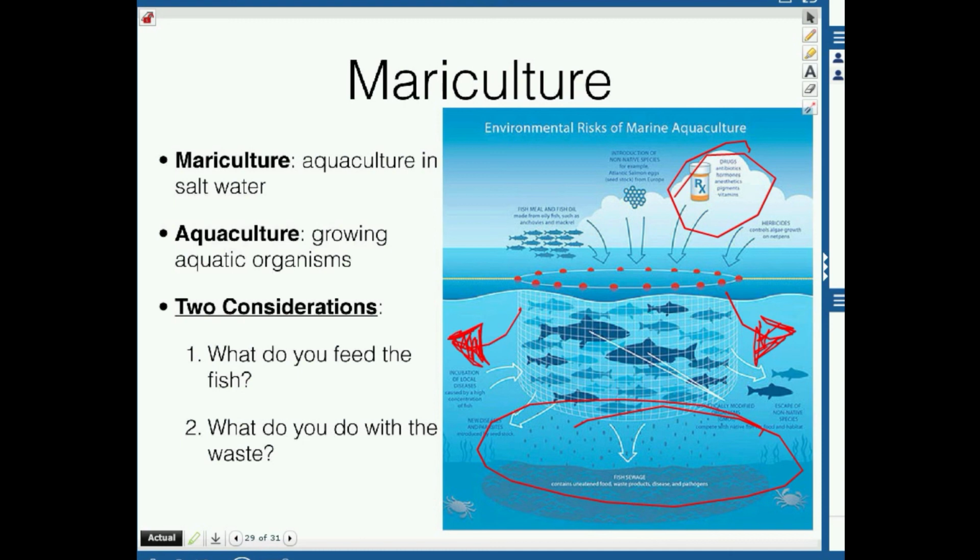Then you also have that problem where whatever you put in there can come out. If these fish, for example, lay eggs, the eggs can get through the net, and if they don't belong in that area, then you've released non-native fish. So there are some issues with these kinds of areas.